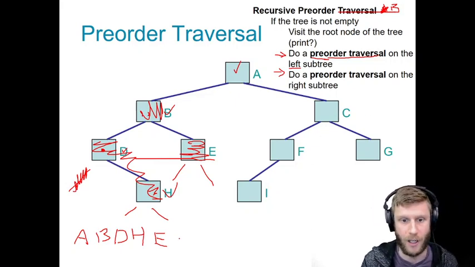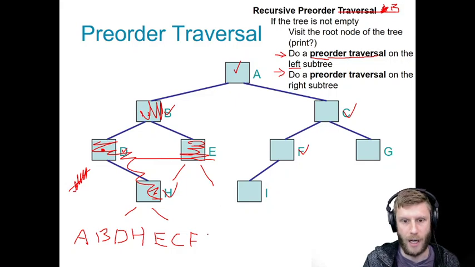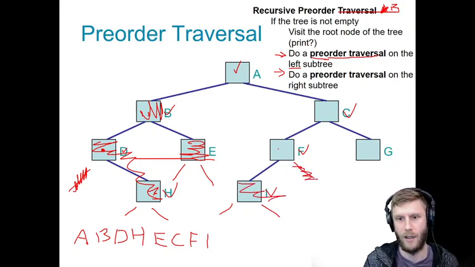So we go here, print out C. Okay. Go to the left, print out F. Okay. Go to the left, print out I. Okay. Go to the left, nothing there. Go to the right, nothing there. We're done. Okay. Now we got to go to the right, nothing there. We're done.